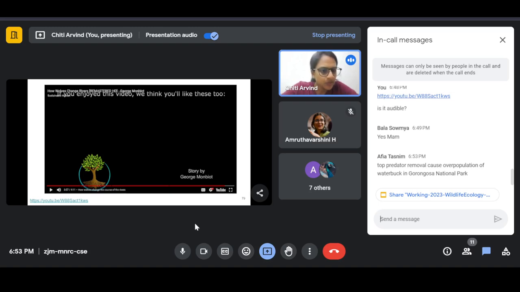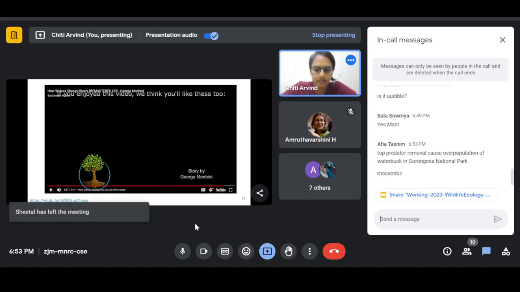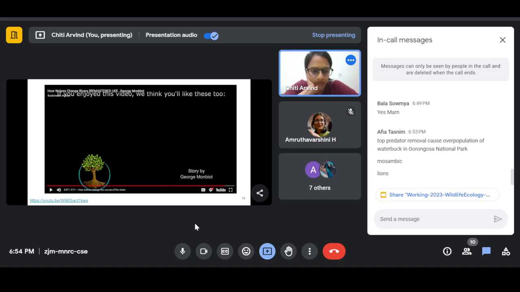Top predator removal causes overpopulation of water buck in Gorongosa National Park. Where is this, Afia? The Gorongosa National Park? In Mozambique. Okay. And what is the top predator out here? Lions, okay. All right. So that is another example of a trophic cascade, right?